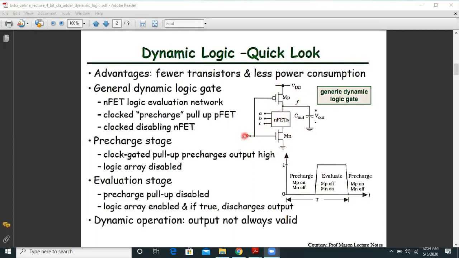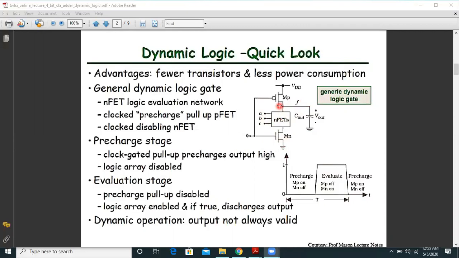And when the clock is equal to 1, the upper transistor is off and the lower transistor is on. This phase is called the evaluation phase. In this phase, depending upon the inputs, the output is evaluated. If all the inputs are high, then this output node is pulled down to logic 0, or else depending upon the input combination, the output is evaluated. So you have in general a pre-charge stage and an evaluation stage.